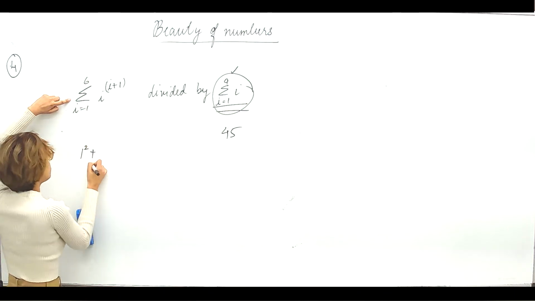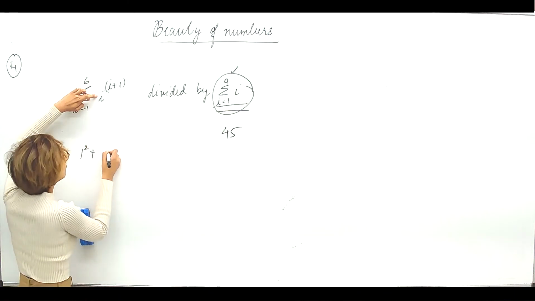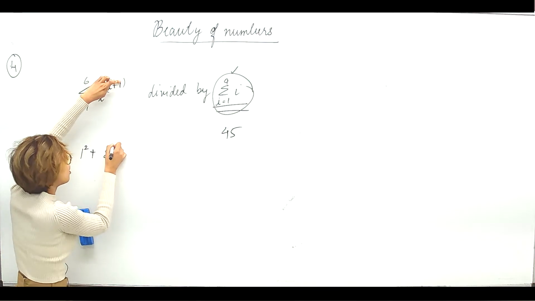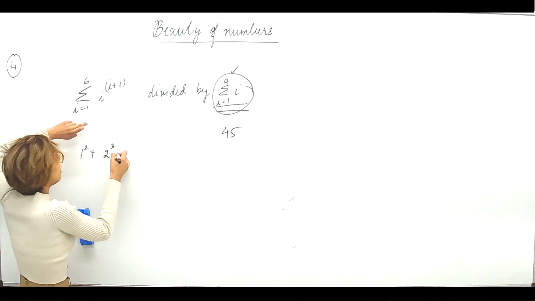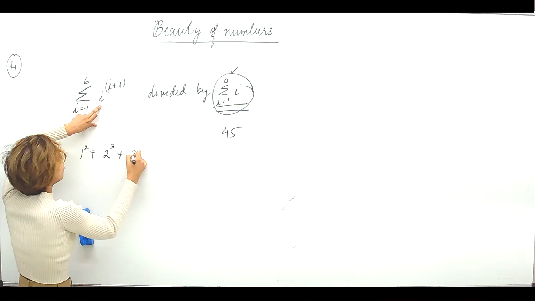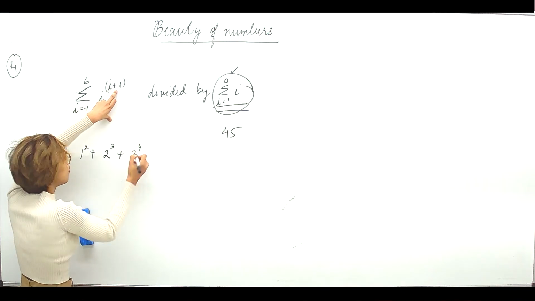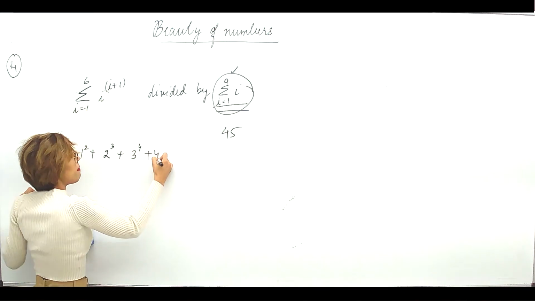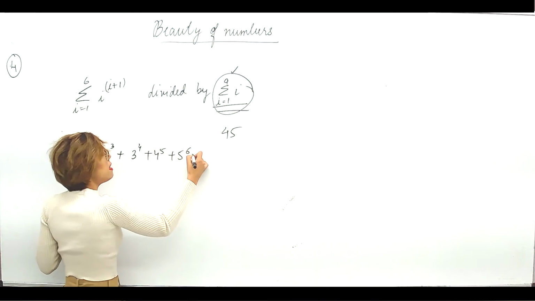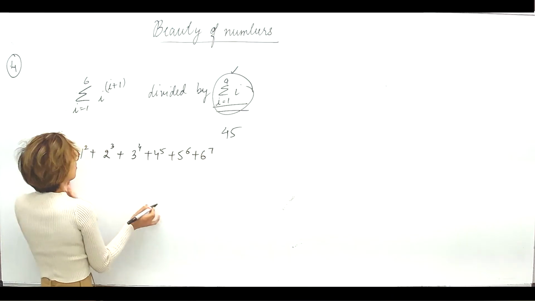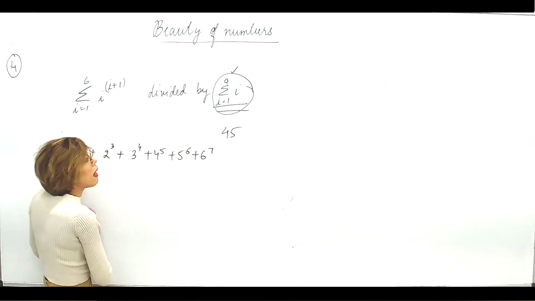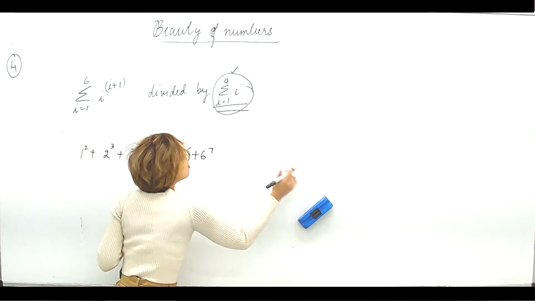Now summation, so plus. Now put I as 2. So 2 raised power 2 plus 1, which is 3. Right? Plus. Put I as 3. So 3 raised power 3 plus 1, which is 4. Then 4 raised power 5. Then 5 raised power 6. Then 6 raised power 7. So the remainder when this number is divided by 45, that I am interested in.